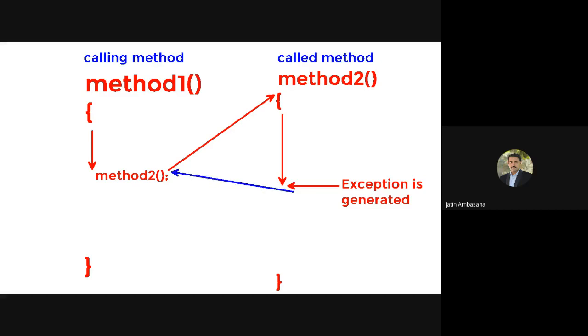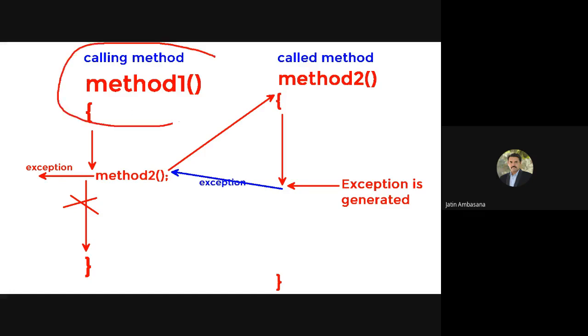Otherwise, the control gets returned from here, which is due to exception, and instead of this execution of method 1 continuing, that also stops. So from there also the control exits. Due to what? Due to exception, because method 1 was not able to handle the exception, so it should also not continue the execution. It's as simple as that.